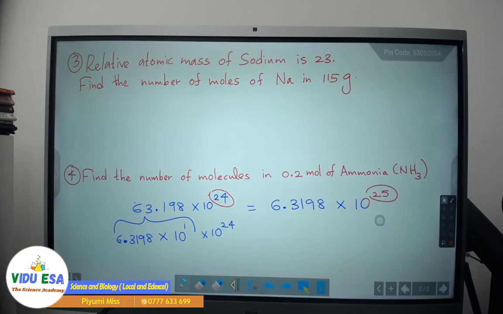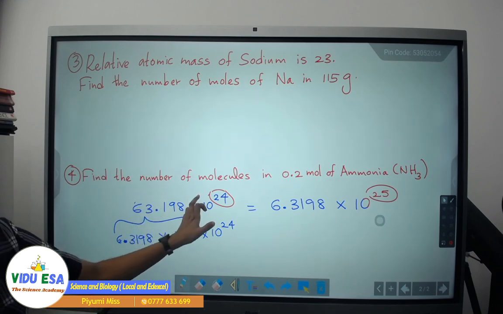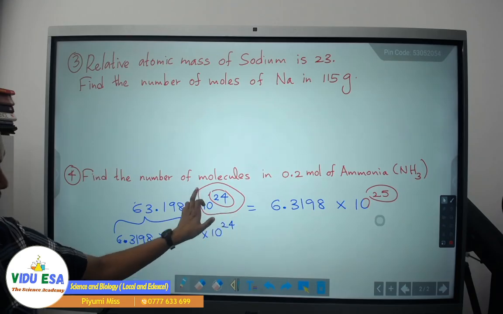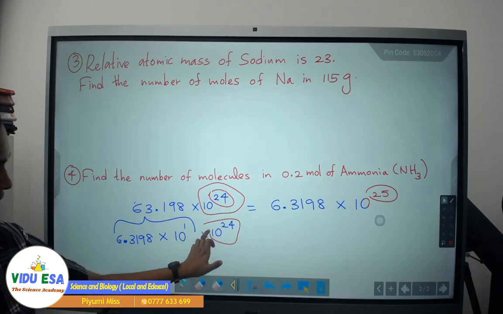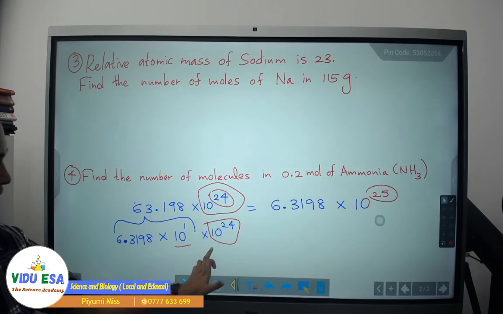Without changing the value, I wrote this 63.198 as 6.3198 into 10. Right? Then the same value, and once again this was already there, 10 to the power 24. I wrote that as well. Then these two add up. But I can write it as 6.3198 into 10 to the power 25. Hope it's okay now.